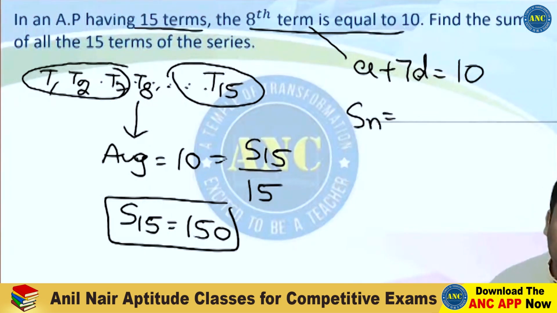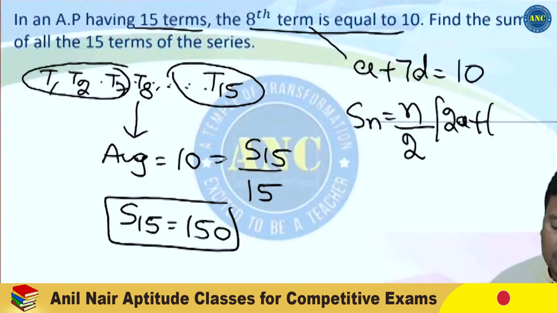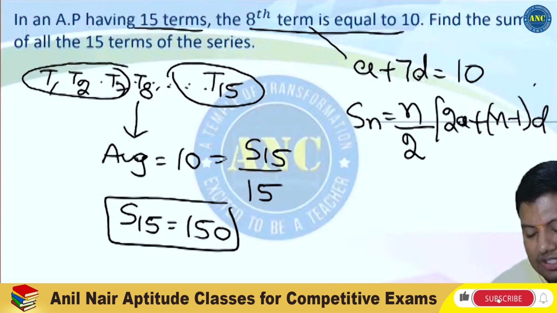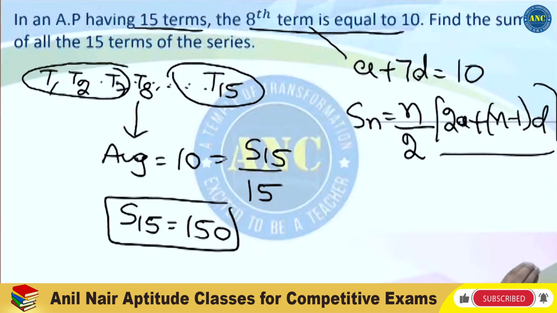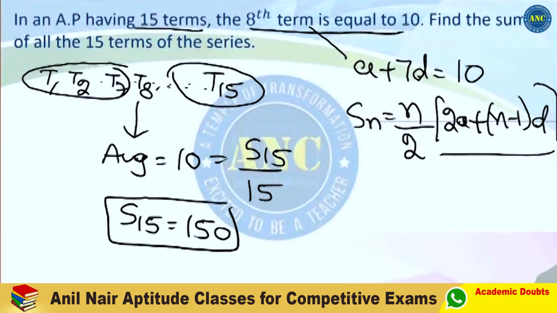Because you are so much habituated with the formulas, directly your subconscious will hit SN formula. Think a little beyond the formula based things. This is the biggest problem with our education system.